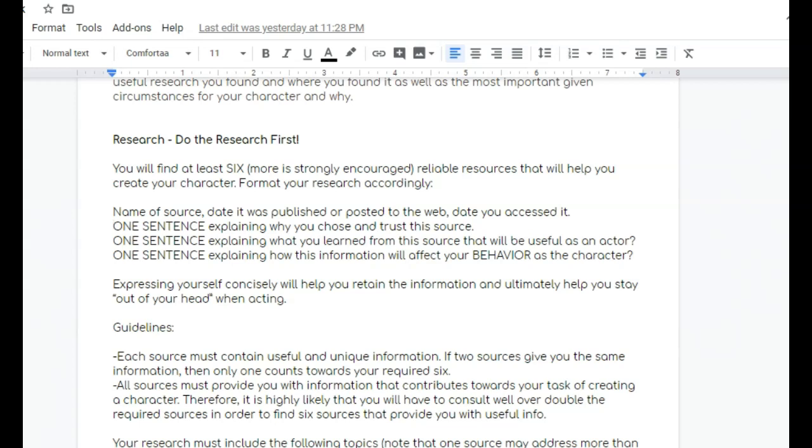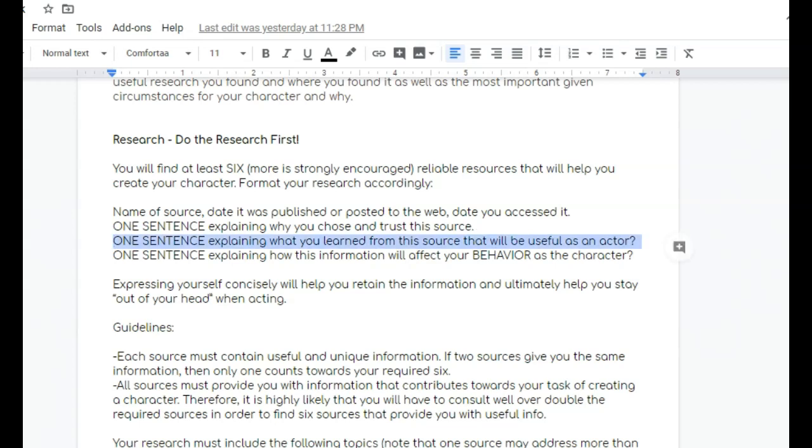In 1 sentence each for all of these. 1 sentence is important. It makes you think succinctly. It makes you get to the point. And that can help you stay out of your head when you are on stage. So that's why I give you this assignment. So why do you trust this? Why did you choose the source, and why do you trust it? It doesn't have to be a whole lot of depth, but give me 1 quick little sentence about that.